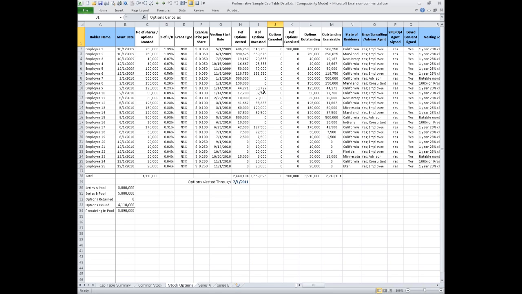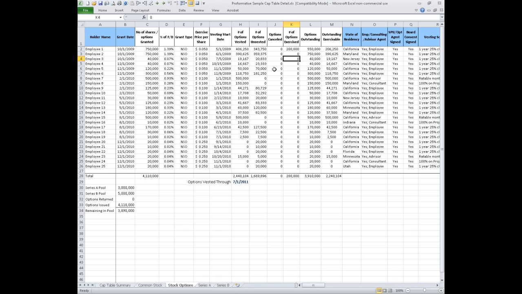Options canceled. Typically, options get canceled because, well, the most common case I've seen is someone gets let go or they leave the company before vesting occurs or before they've exercised vested shares. So their entire grant would be canceled, and then just in order to sort of track full circle what's going on with an option grant, you would show the number of shares that were canceled here. So if employee number 3, John Doe, was let go, we can see they have a grant of 40,000 shares originally, and we would show 40,000 options canceled after they're let go. So you want to track all those canceled shares.